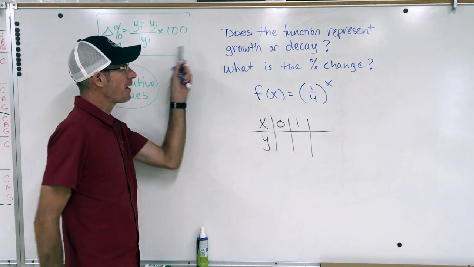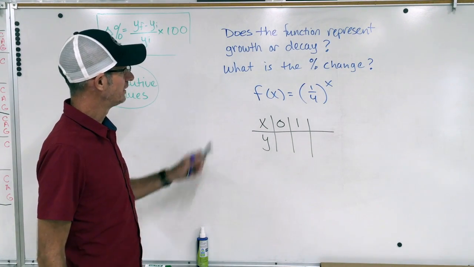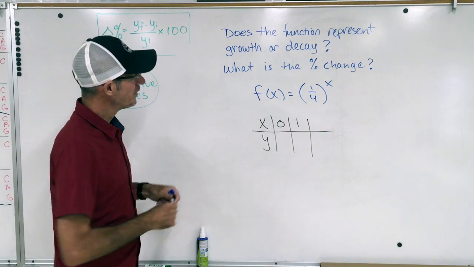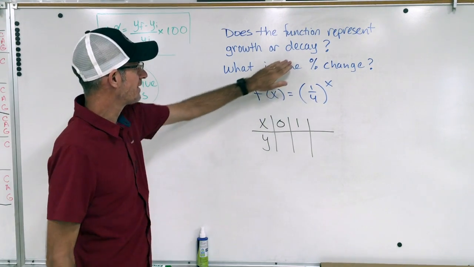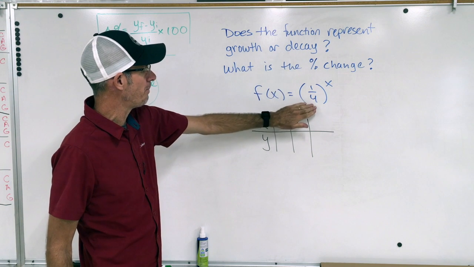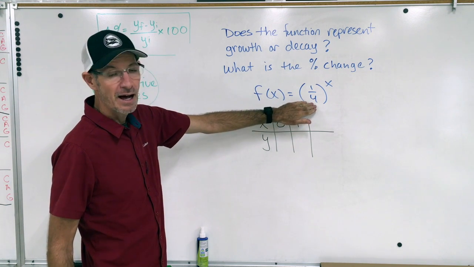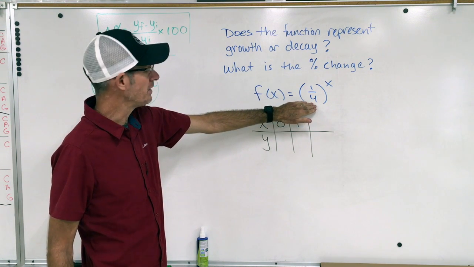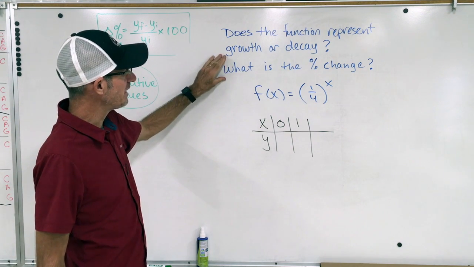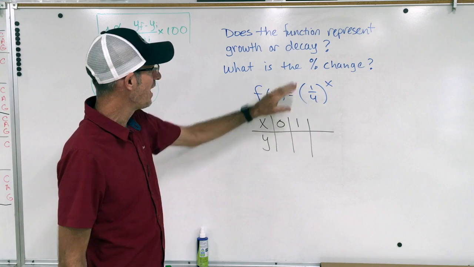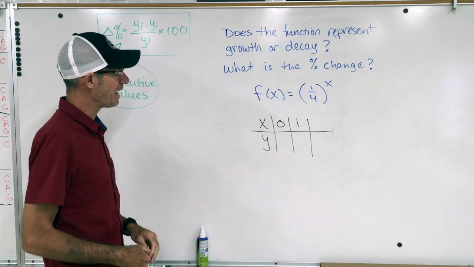Does the function represent growth or decay? What is the percent change? So here's our function, and we already know that it's going to be a decay function because our b value is a proper fraction. It's in between 0 and 1. But I'm going to show you now how the percent change just reinforces that it is a decay problem.